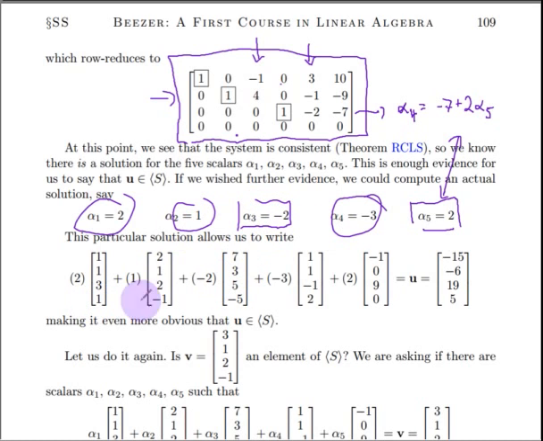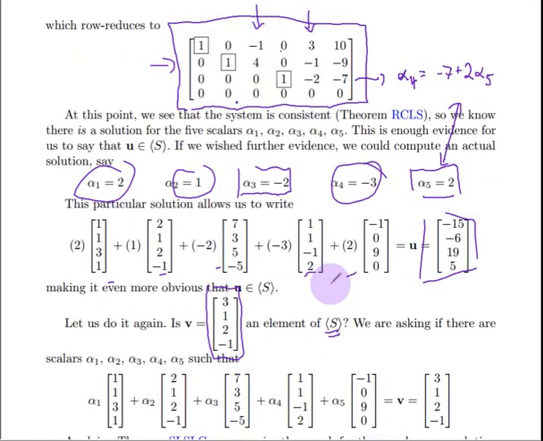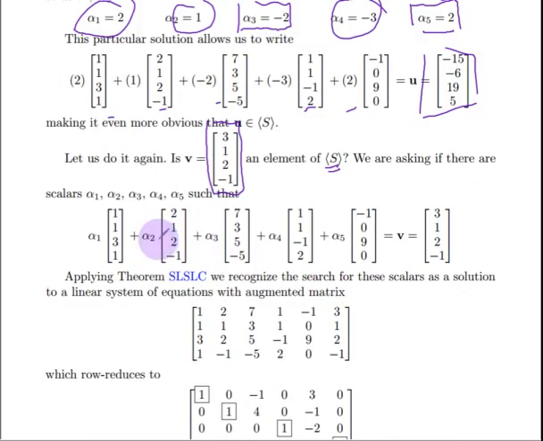All right, so this particular solution means that I can write this u vector as a linear combination of the column vectors. Let's try again. Let's try this other vector here. Is this vector also in the span of these column vectors? Well, it's the same question again.